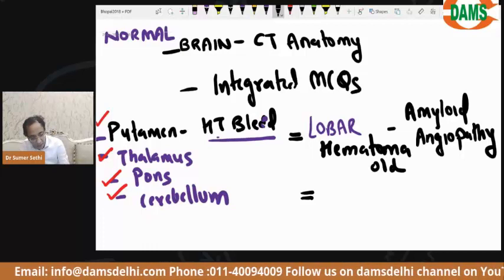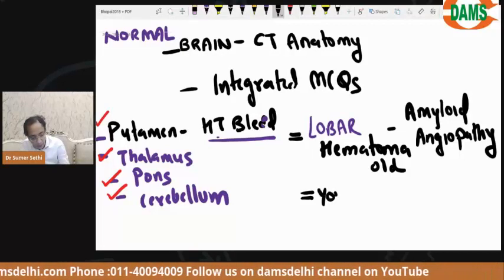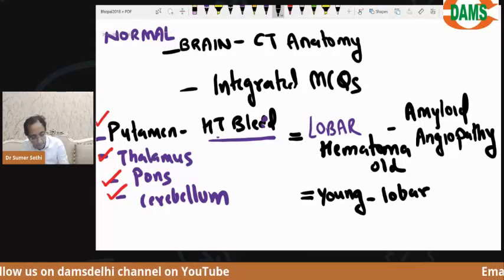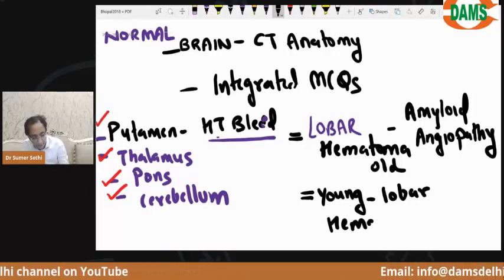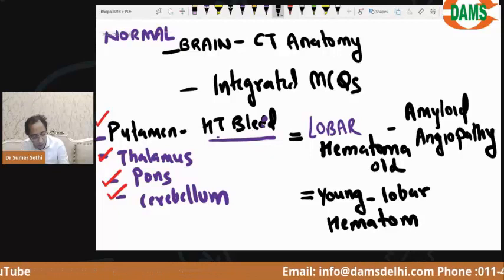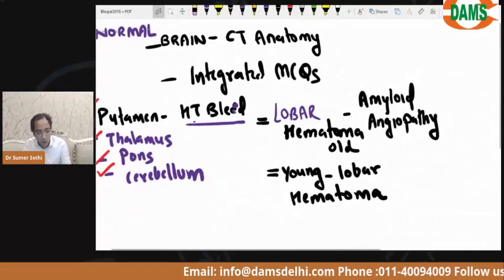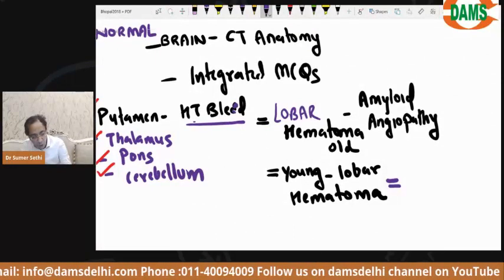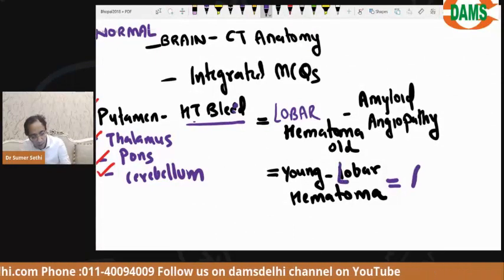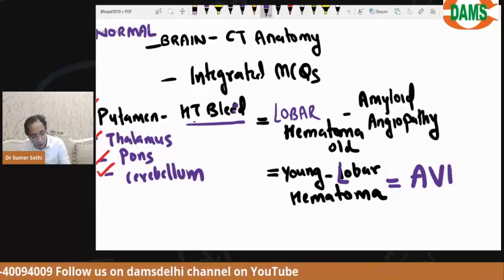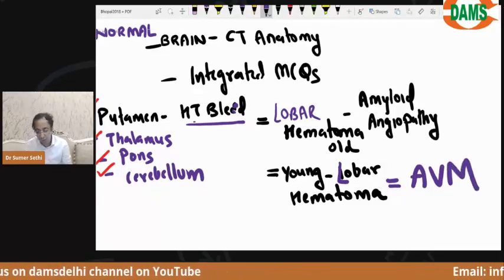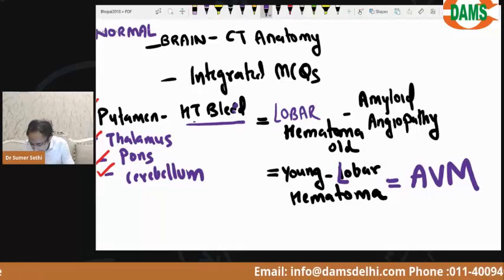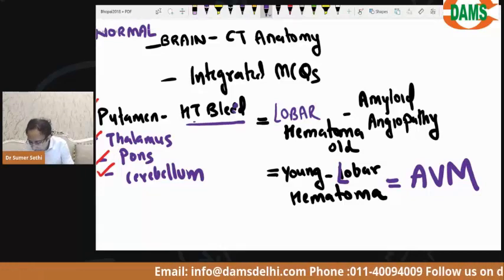Now, if I say a young patient has a lobar hematoma: in an old person, if you have a lobar hematoma, you think of amyloid angiopathy. But if you see a lobar hematoma in a young man, think of AV malformation. I'm repeating the hypertensive bleed.